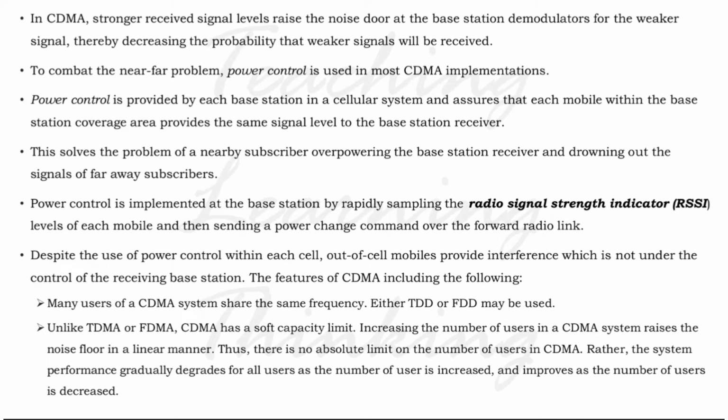Rather, the system performance gradually degrades for all the users as the number of users increases and improves as the number of users decreases. So what we can say is that there is no absolute limit on the number of users in CDMA, whereas in other systems like TDMA and FDMA there is a capacity limit. So that is the condition.